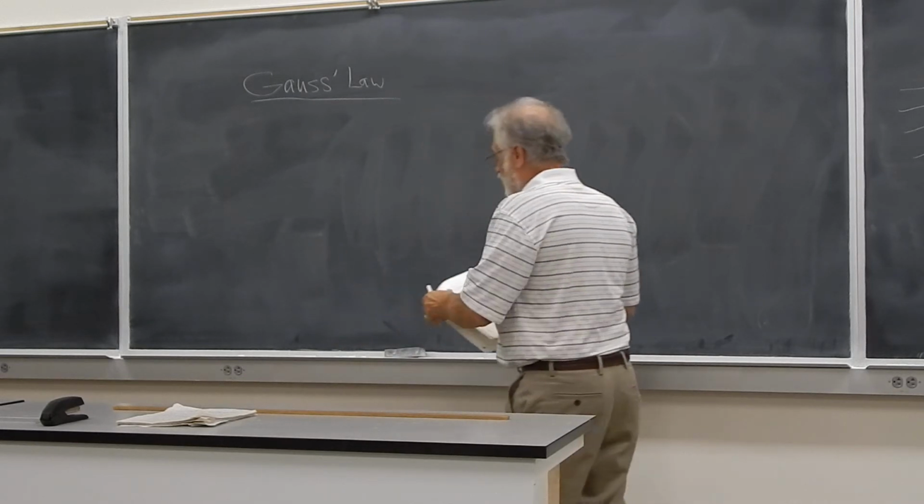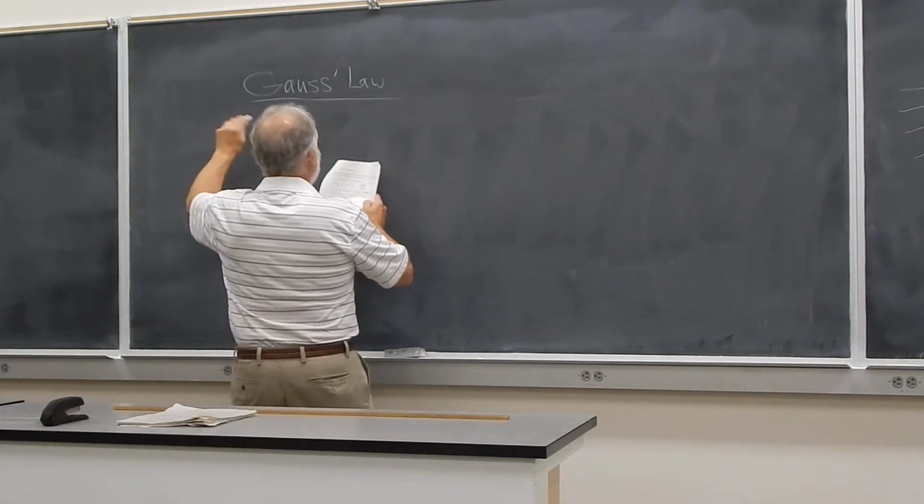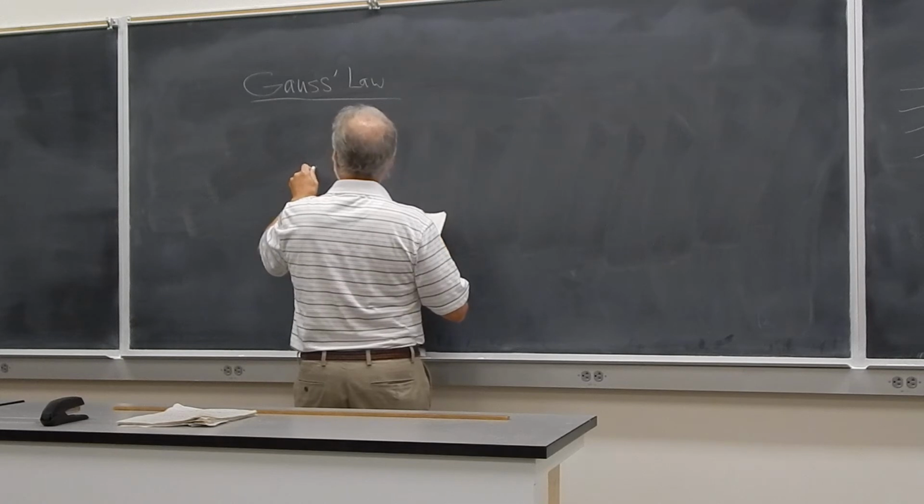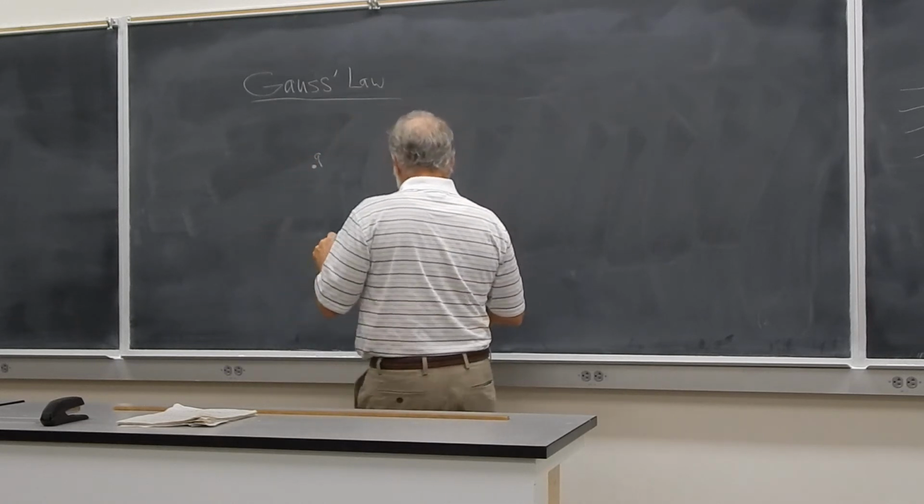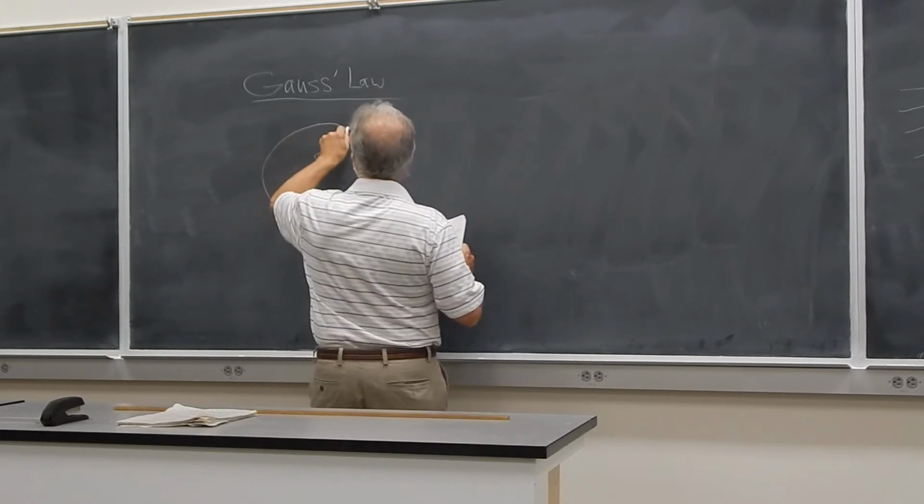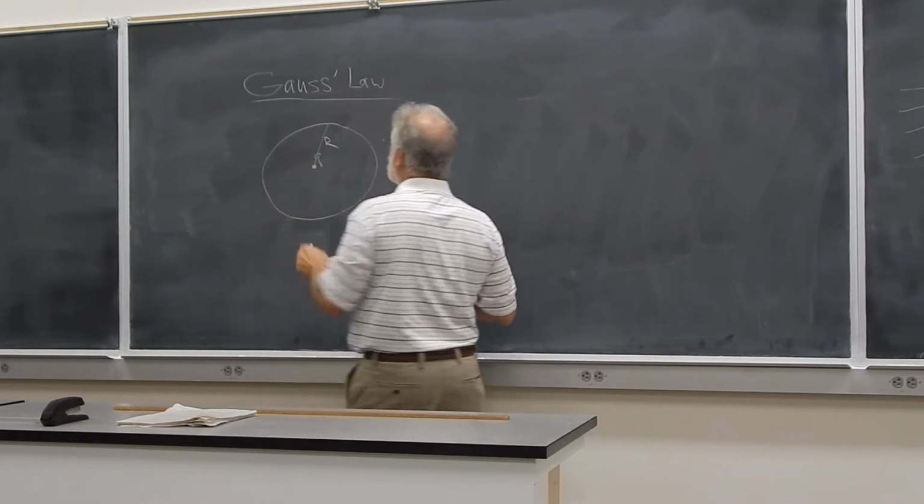So, let's do this. Let's consider a point charge. And let's give it some value, little q. Let's say it's at the center of a sphere. And let's call the radius of that sphere capital R.